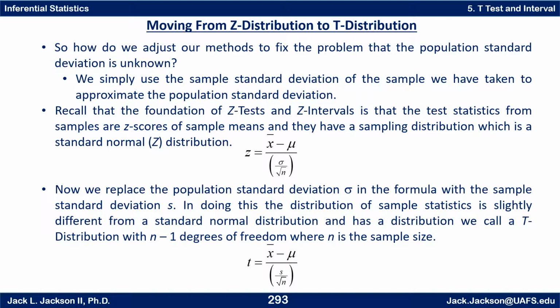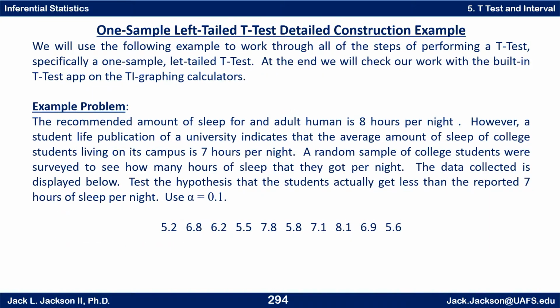So if we don't know the population standard deviation, what do we do? Well, we take the formula for a z-score, we replace sigma by s, the sample standard deviation, but when we do that, the test statistic is no longer a z-score, it is a t-score. It no longer has a standard normal z distribution, it now has a t-distribution with n-1 degrees of freedom, where n is the sample size. Same setup as we had for a t-interval.